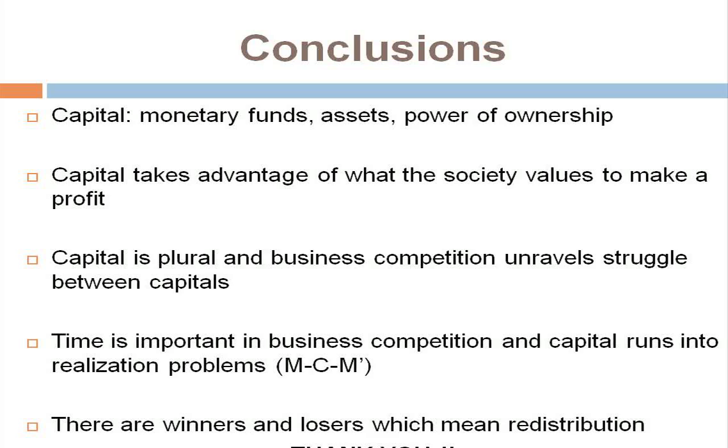As a conclusion, what I could say is that capital has these three dimensions: physical assets, funds, and power, and they are taking advantage of what the society sees as value. And it is a plural category. Why? Because of ownership, and business competition is very important to understand how the dynamics of the market play out. And in that process, this time and realization or conversion of money from commodity or physical assets to money is highly critical. At the end of the day, there are always winners and losers. It means that actually capital is also a category for redistributing wealth in the society.